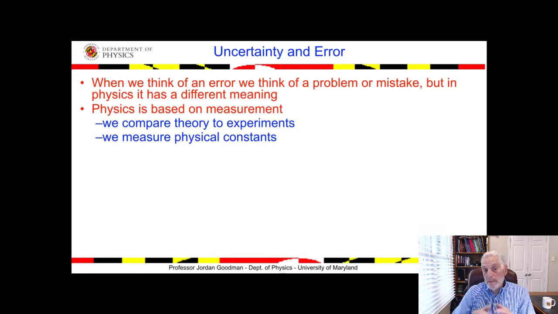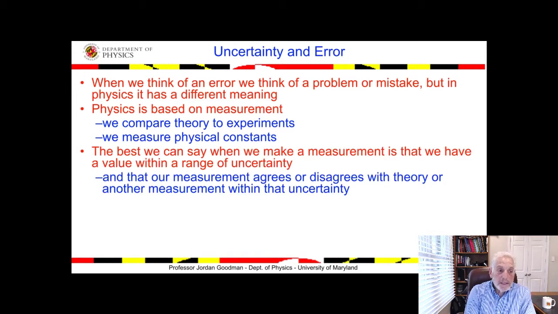Physics is a science which is based on measurement. Part of what we do is we compare theory to experiments, we compare other experiments with each other, and we also measure physical constants. But the best we can say when we make a measurement is that we have a value within a certain range of uncertainty, and that our measurement either agrees or disagrees with a theory based upon whether it's within that uncertainty. What we'll do today is talk about that measurement uncertainty, and we'll talk later about how we know whether experiments agree or disagree.